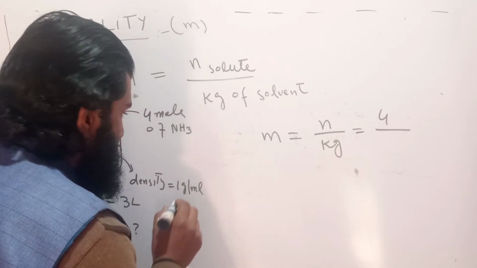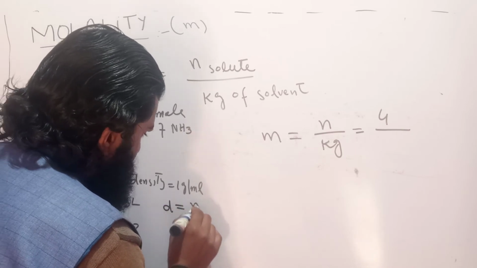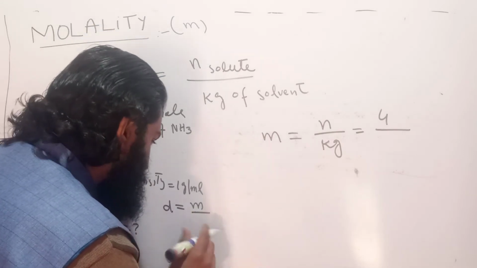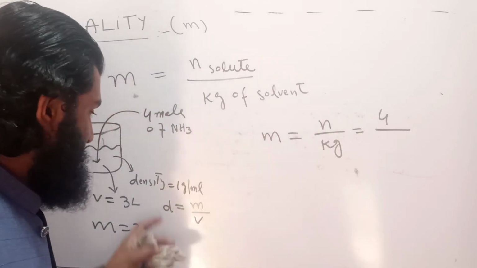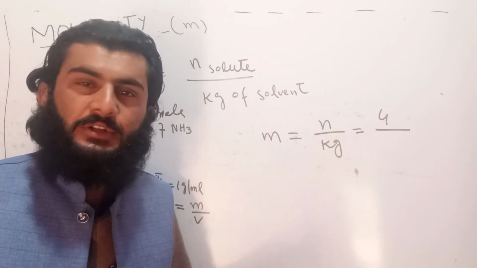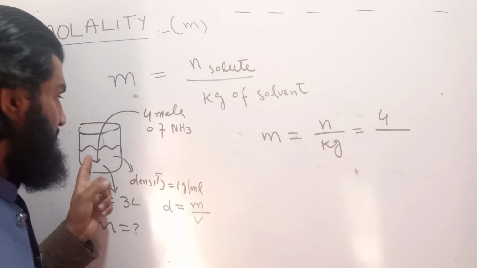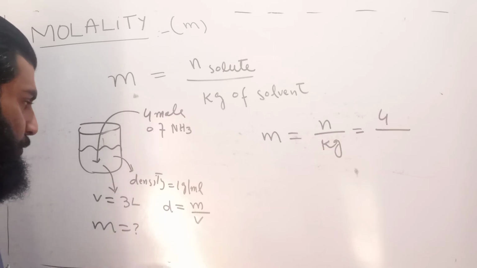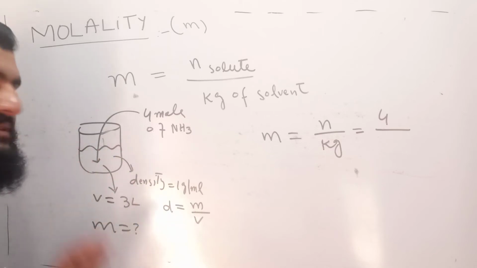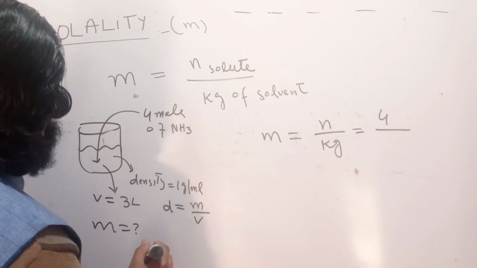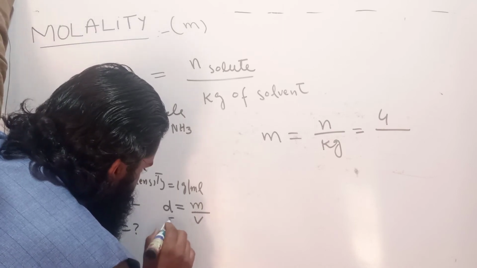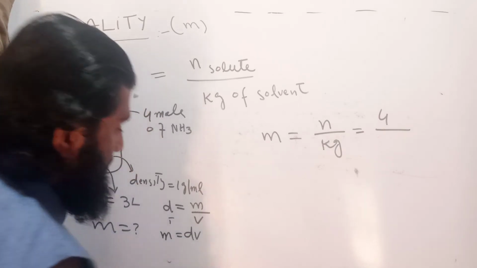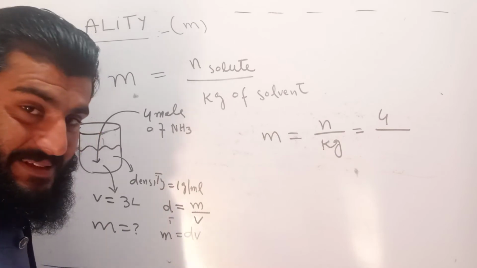So see here, density is equal to mass divided by volume. Clear? Here we are discussing a solvent, so density of the solvent is equal to mass of the solvent divided by volume of the solvent. Can we write it as? So next we can write mass is equal to d into v. Clear? We can write it as. Clear?